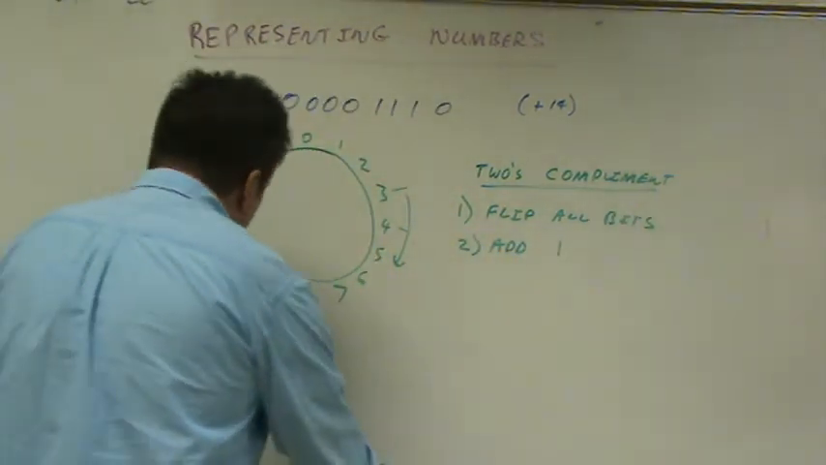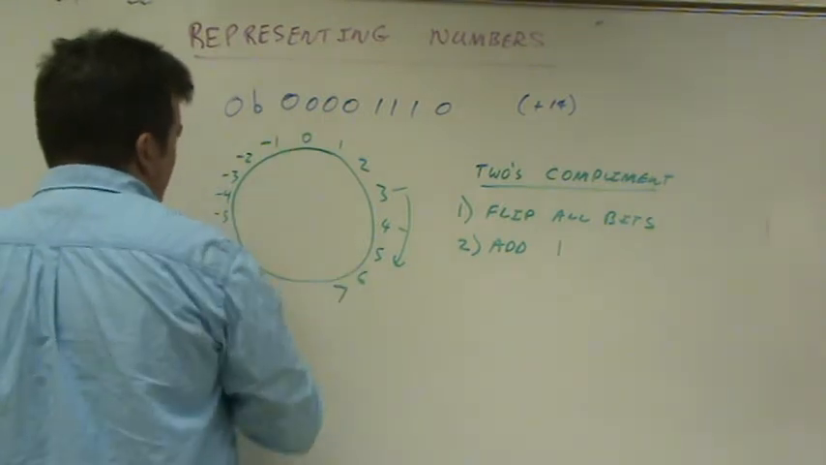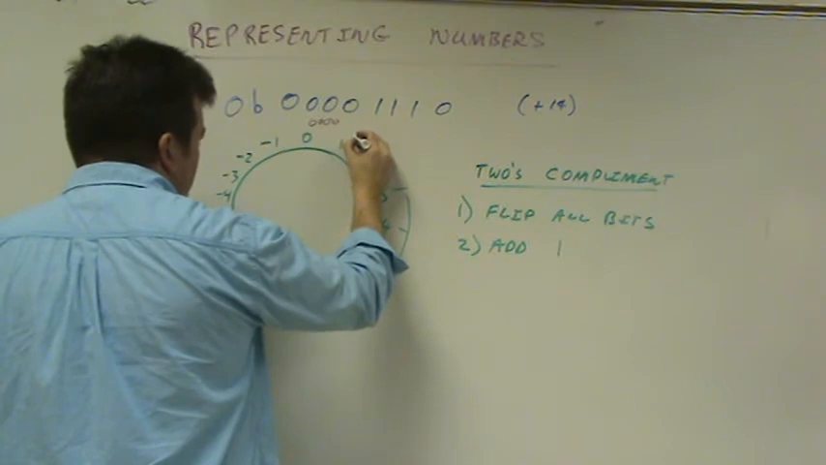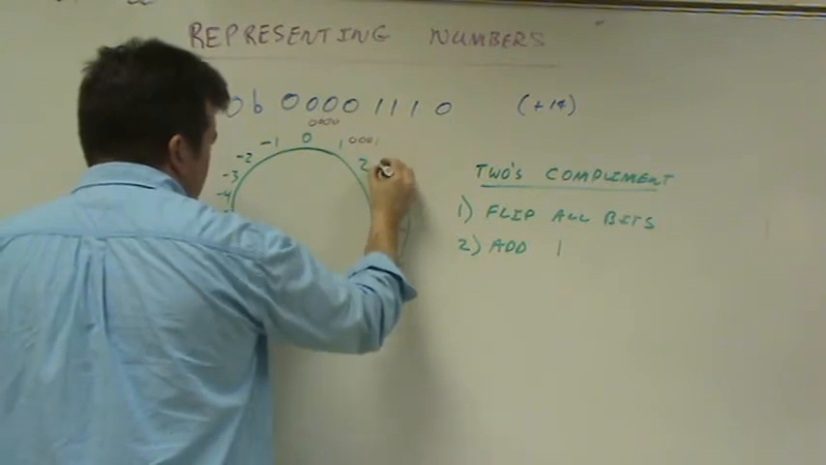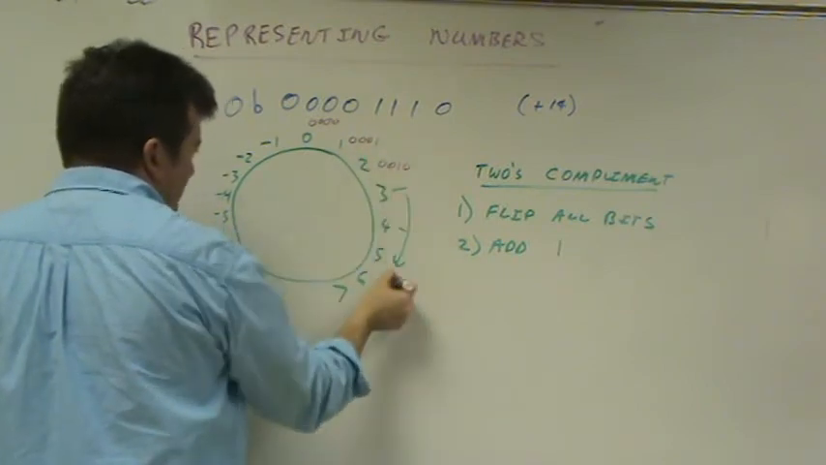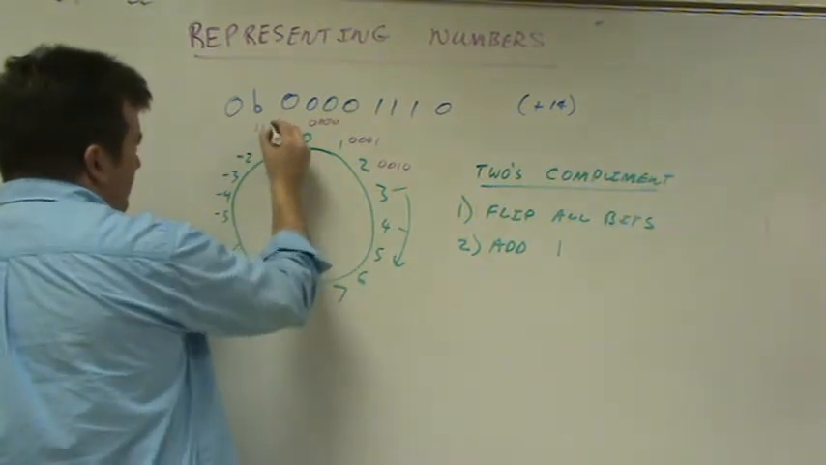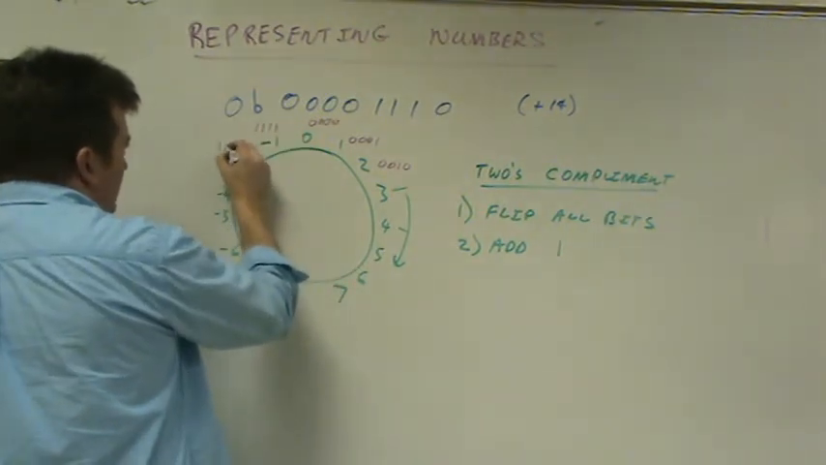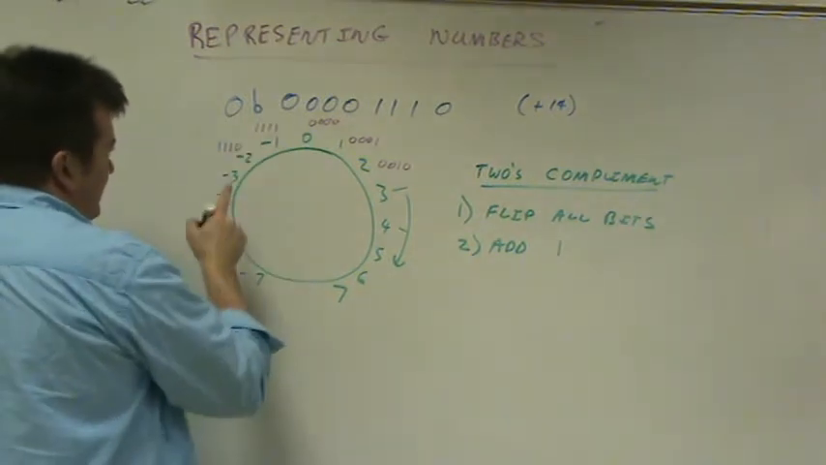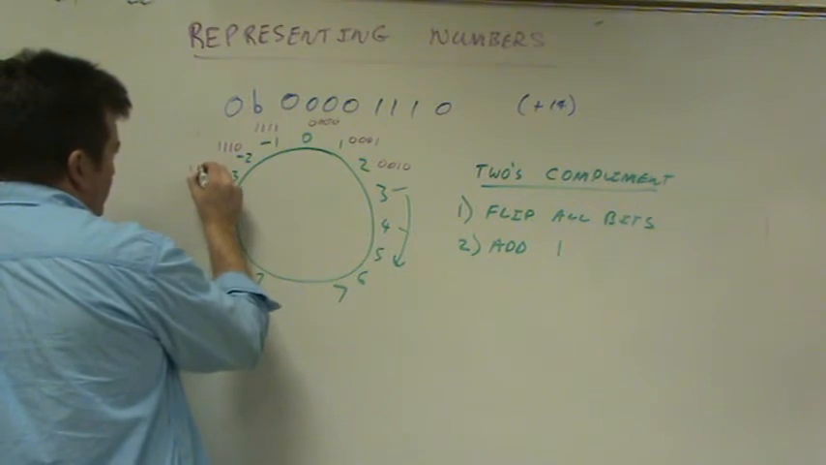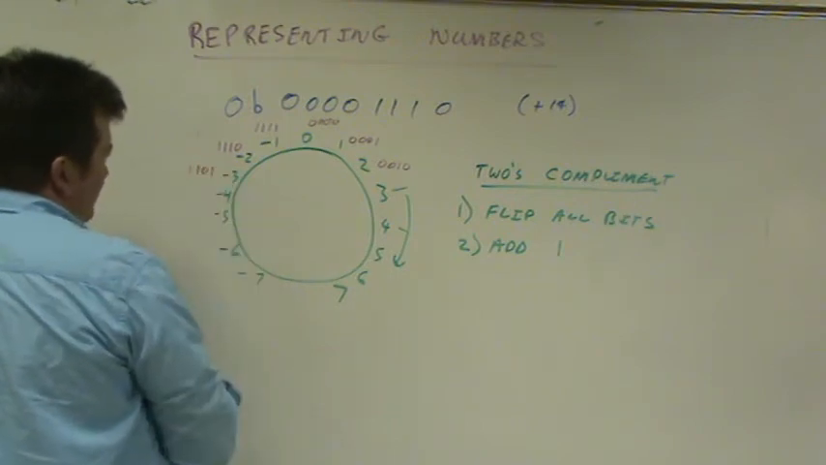So the representation for 0 would be 0, 0, 0, 0. 1 would be 0, 0, 0, 1. 2 would be 0, 0, 1, 0, and so on. Negative 1 would be, like you just came up with, 1, 1, 1, 1. Negative 2 would be 1, 1, 1, 0. Then negative 3 would be 1, 1, 0, 1.